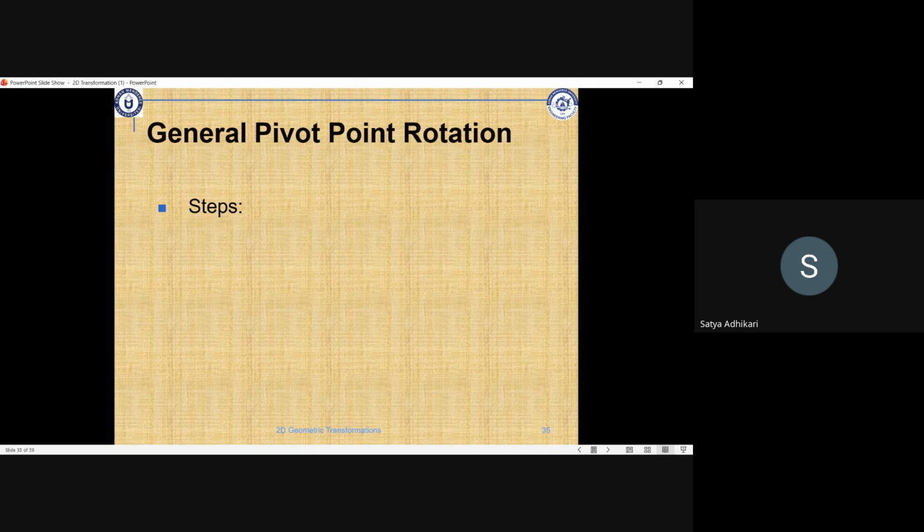General pivot point rotation. So far we have discussed the rotation with respect to origin. Please recall, in the previous slide we discussed the rotation about origin. There is a line from origin to P, which is represented by R. But now we are going to rotate a point with respect to any other point other than origin, and that point is referred to as the pivot point.